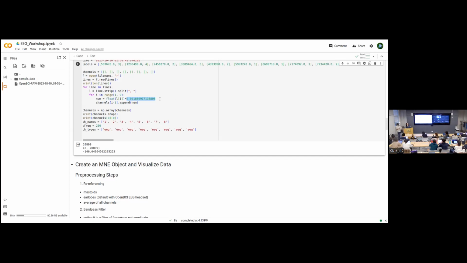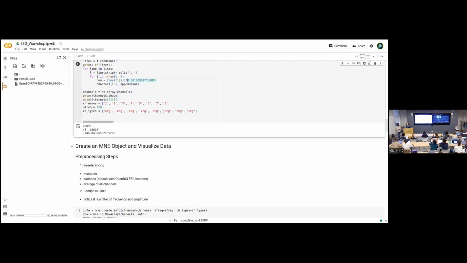It's actually because the data in the raw file is not in terms of microvolts, which MNE is looking for. This is correcting it to microvolts, because this saved data is actually a binary 24-bit integer, and that's why we need some processing on that.